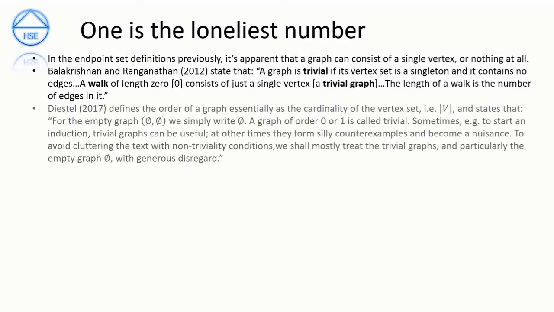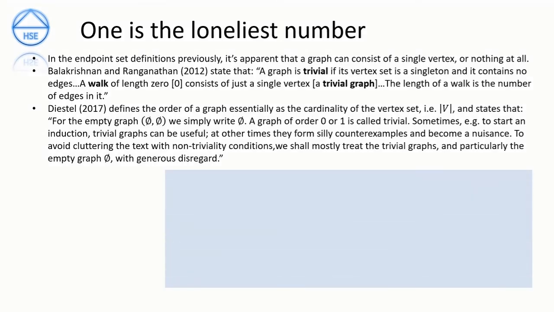Diestel 2017 talks about the null and trivial graphs and states that for the empty graph we simply write the empty set. A graph of order 0 or 1 is called trivial. Sometimes, for example to start an induction, trivial graphs can be useful. At other times they form silly counterexamples and become a nuisance. To avoid cluttering the text with non-triviality conditions, we shall mostly treat the trivial graphs and particularly the empty graph with generous disregard. A fine example of an academic burn.